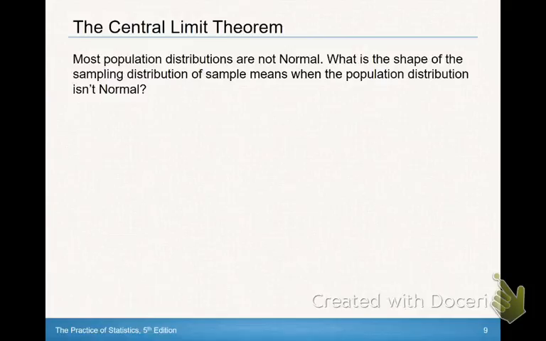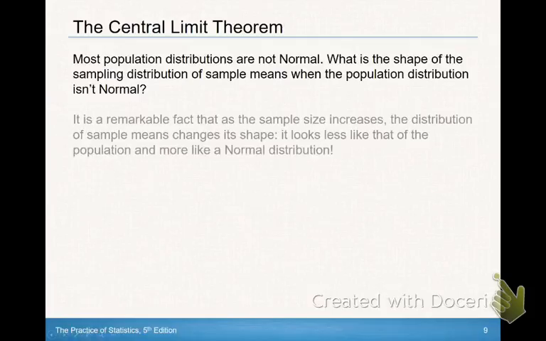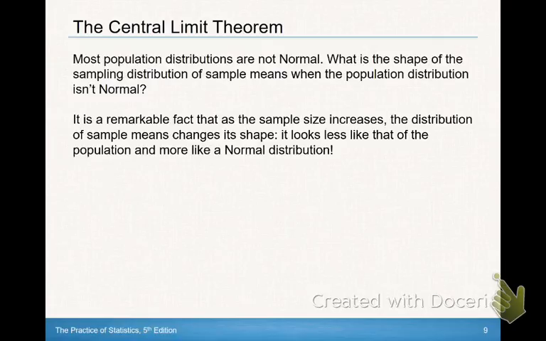For this last section of section 7.3, we're talking about the central limit theorem. Most population distributions are not normal. So what is the shape of a sampling distribution of sample means when the population distribution isn't normal? You may be surprised to find out that as the sample size increases, the distribution of sample means changes its shape. It looks less like that of the population and more like a normal distribution.